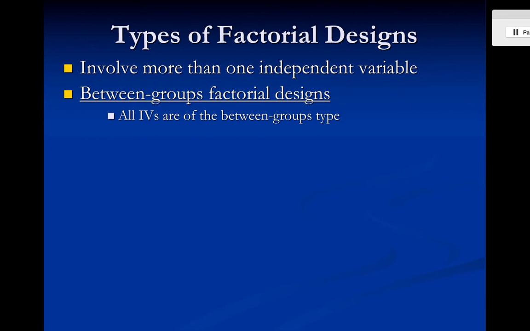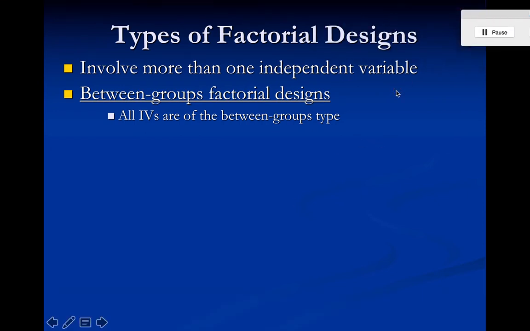In our case, we're looking at gender. So gender, in this particular case, is of the between groups type. In other words, we're requiring participants to only be in one group of that particular independent variable. Okay? My second independent variable has to have that same requirement. Now, if both independent variables have that same requirement, the participants can only be in one group of each independent variable, then I'm going to classify it as a between groups factorial design.